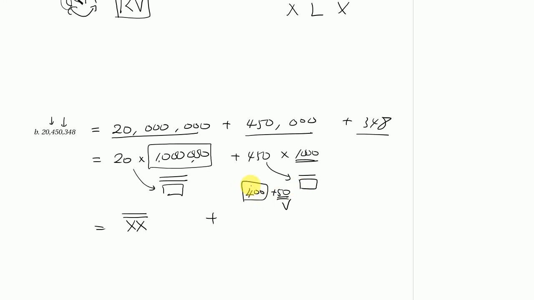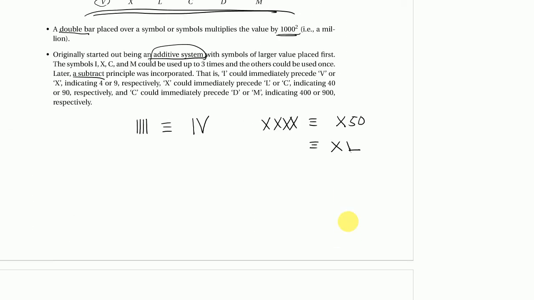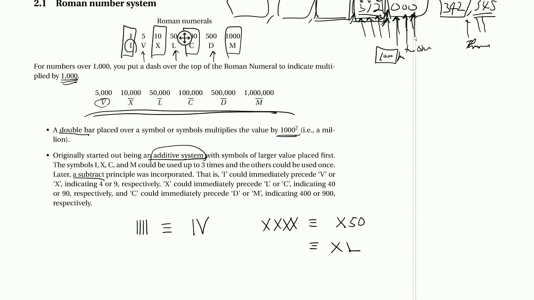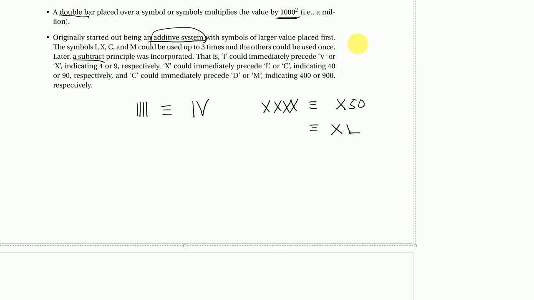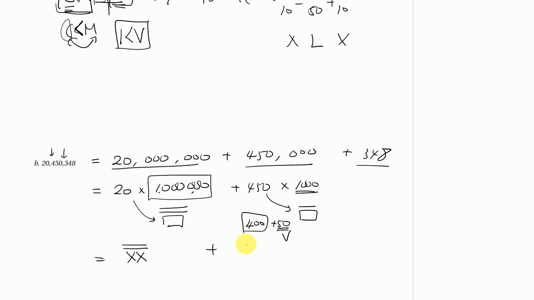Okay, then how about 400? Okay, 500 minus 100. So 500 is D, right? And 100 is C. So it's going to be CD. Okay? And 1000 means a bar over there. But CD is only for 400. We have to take care of 50. So all together, right? CDL is really 450, and multiplied by 1000.